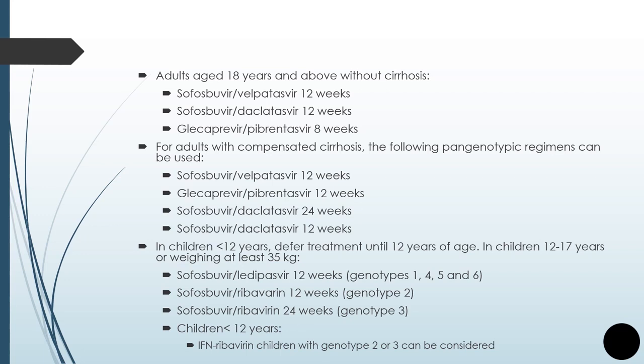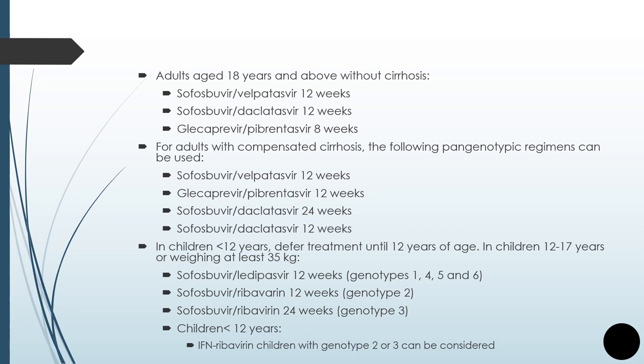WHO recommends different combinations of direct-acting antivirals for variable periods depending on the selected regimen. In adults who are 18 years or above without any clinical evidence of cirrhosis, sofosbuvir can be given with either velpatasvir or daclatasvir for 12 weeks, and glecaprevir can be given with pibrentasvir for 8 weeks. In adults who have compensated cirrhosis, sofosbuvir can be given with velpatasvir or daclatasvir for 12 weeks or for 24 weeks, or glecaprevir and pibrentasvir can be given for 12 weeks.